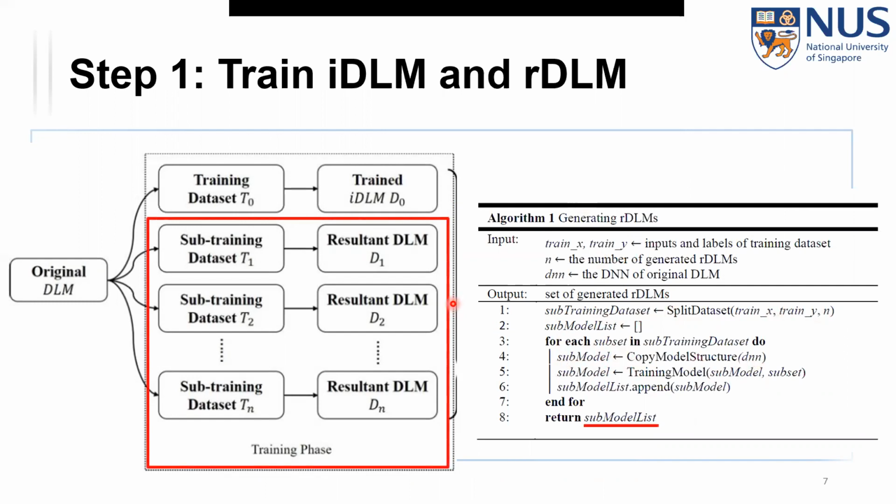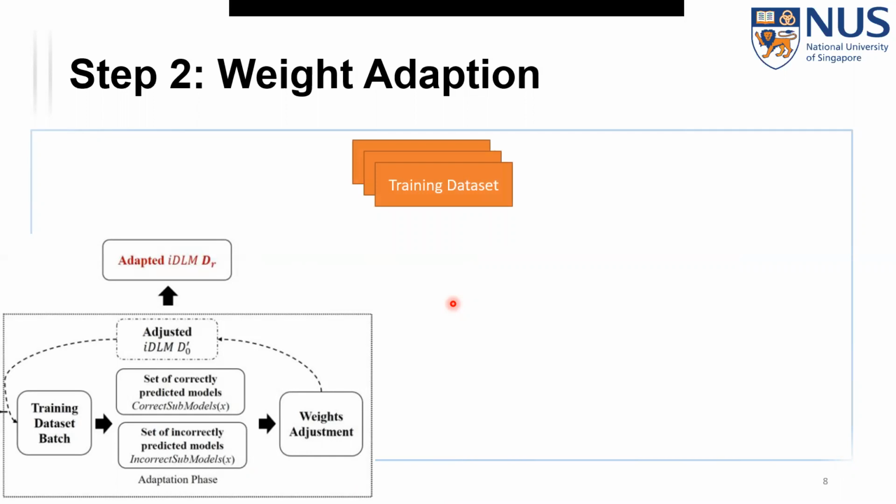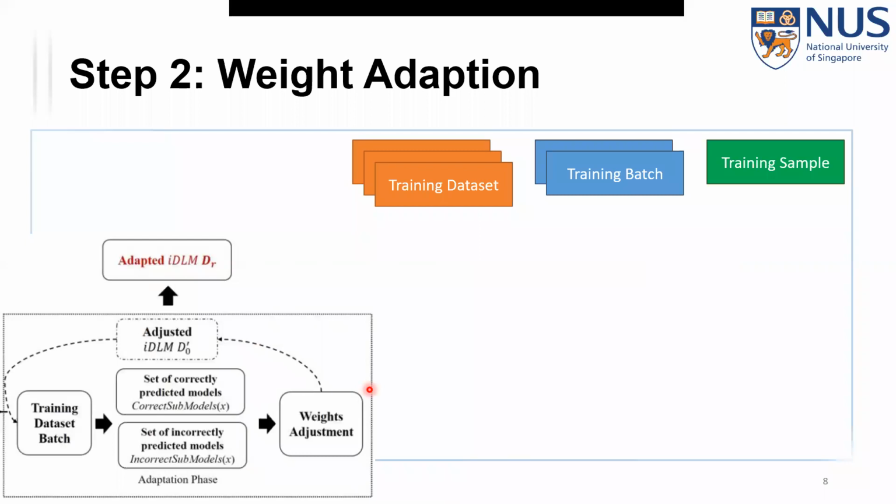And for the second part, first we have a train data set, and then we have a training batch. Each batch contains some number of training samples. That's where they do the iteration. Then they do it for each train sample. It will first determine whether the train sample has a correct output from the original model. If it's correct, then there's no need to fix it, right? If wrong, it will go to the next step.